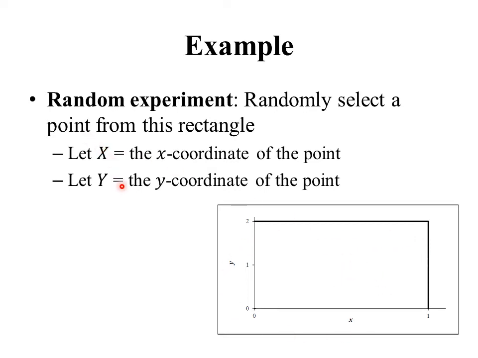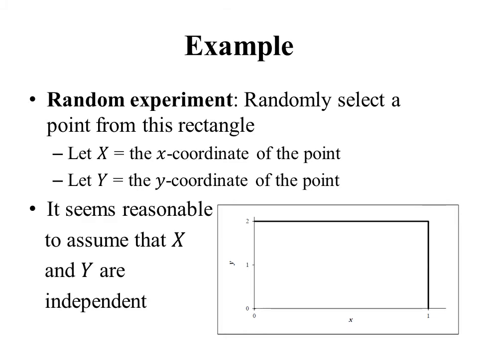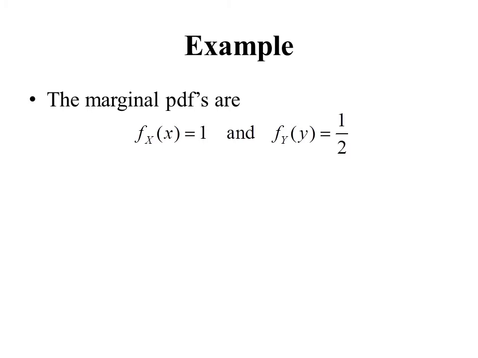X is the x-coordinate, y is the y-coordinate. Now, we do this randomly, so that means that our x-coordinate really has no effect on our y-coordinate. And so, in other words, it seems reasonable to assume that x and y are independent. The value of one variable has no effect on the value of the other variable. And so they're independent. So, what does that do for us?